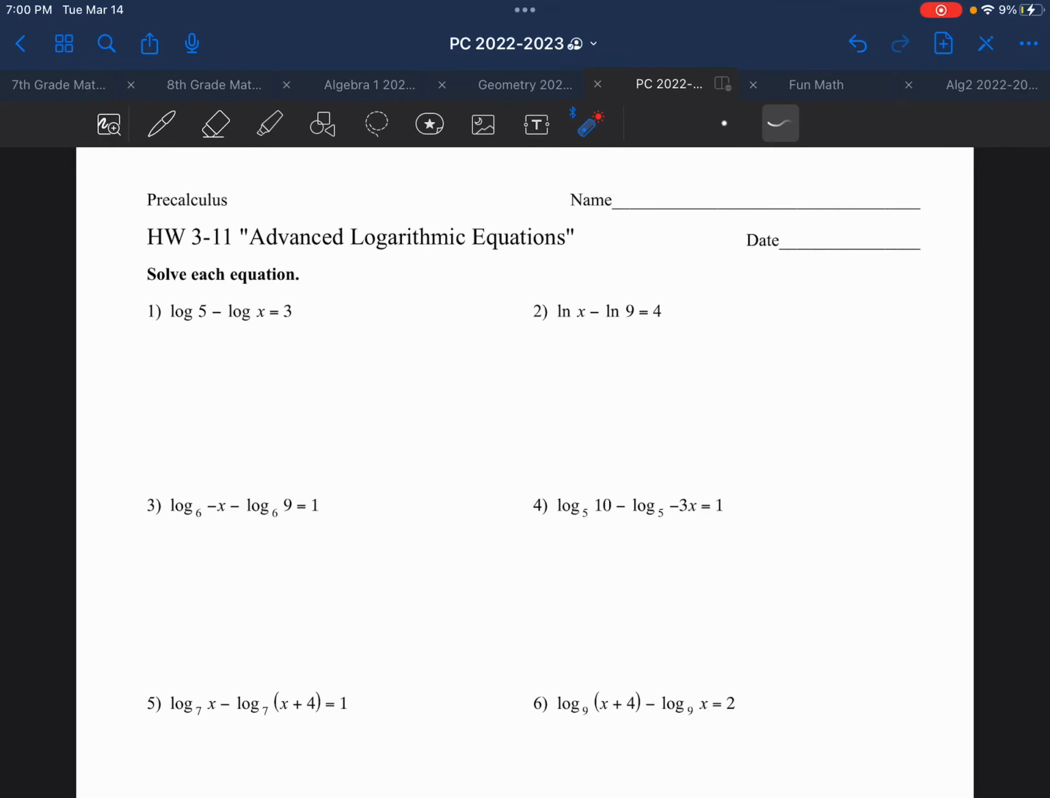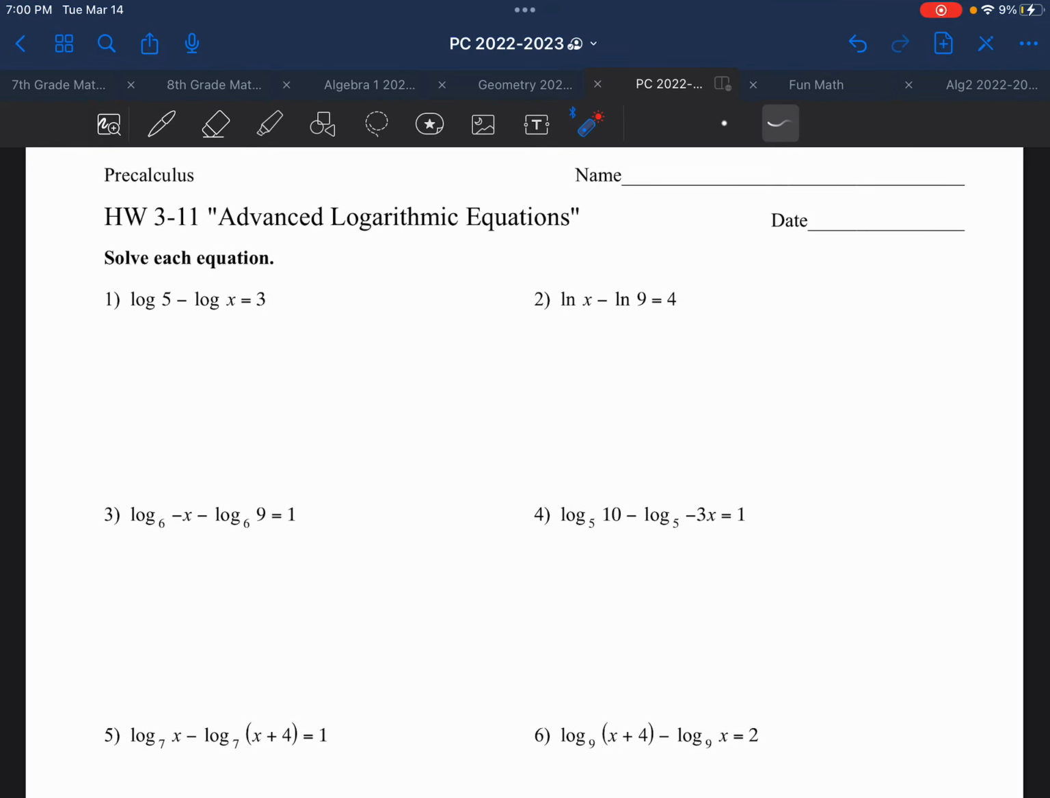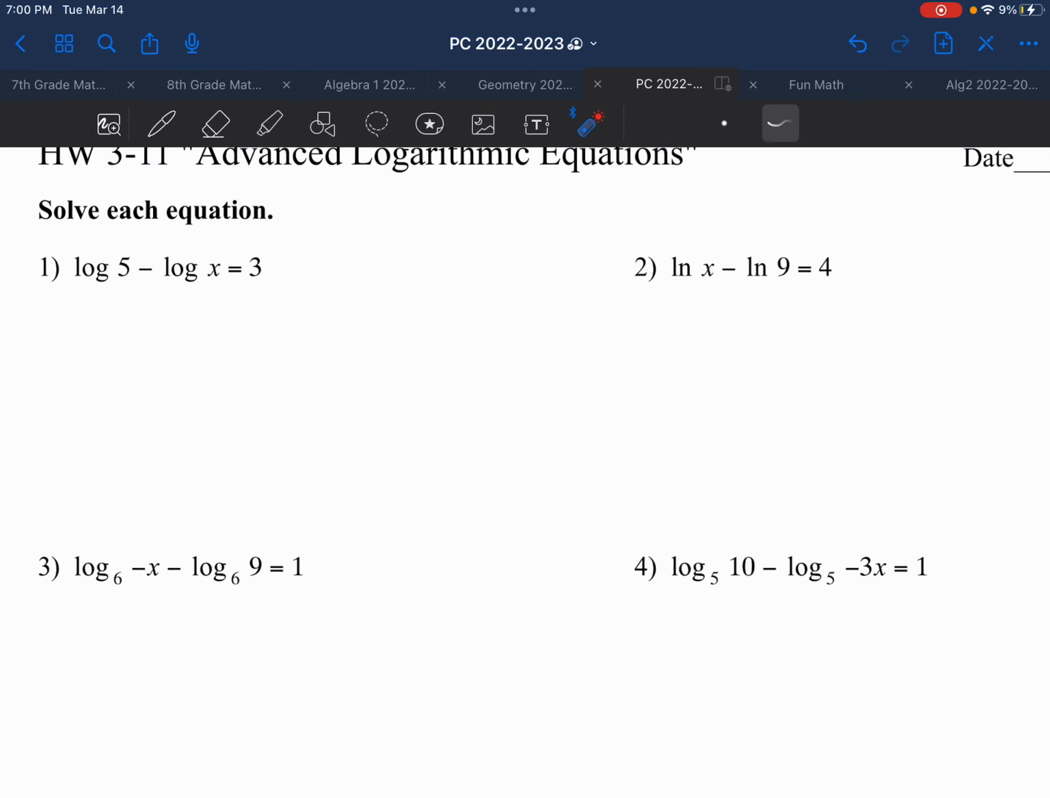This is Precalculus Homework 3-11. The general way to solve these problems is to combine logarithms on one side into one logarithm and then invert the logarithm with exponentiation. Let's see how to do that in number one.